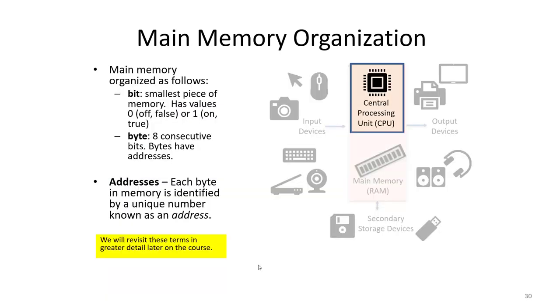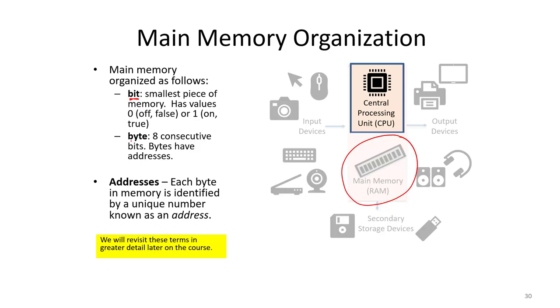Okay, a little bit more about the main memory. The main memory, or RAM, is organized as follows. So we have our main memory here. Bits are the smallest pieces of memory, and they have a value of either 0 for off or false, or 1 for on or true.